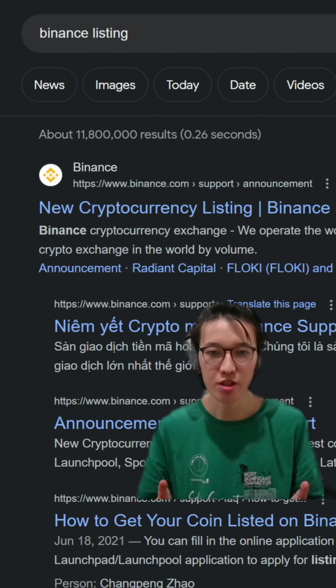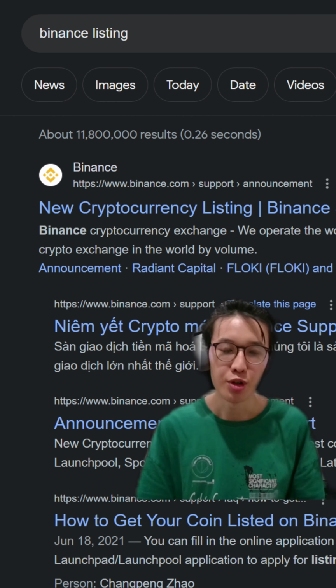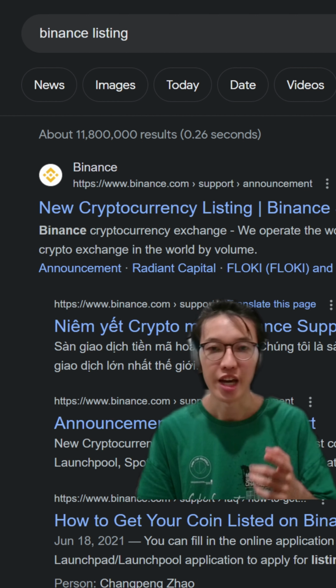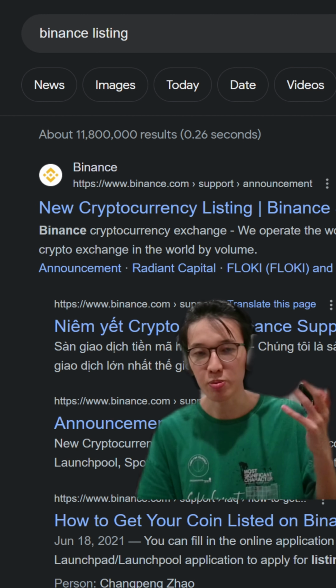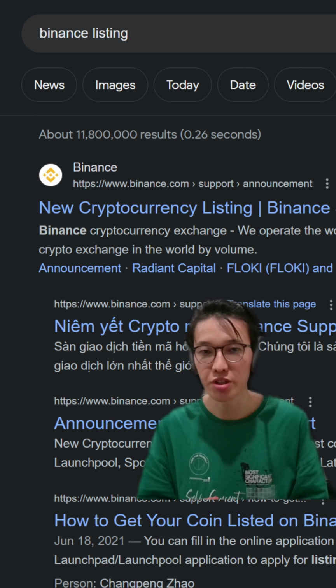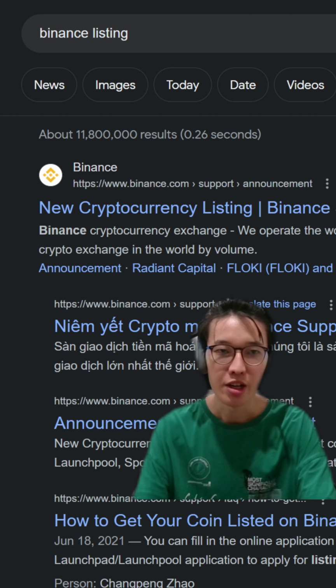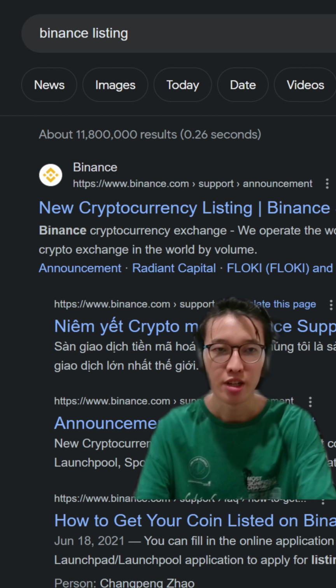How to make your coin tradable so people can buy and sell? There are two ways. First one is centralized way, and second one is decentralized. Centralized, you probably know already. You have to apply for listings by Binance, Coinbase, KuCoin, and so on. This is a bit complicated and there are some requirements to be met.